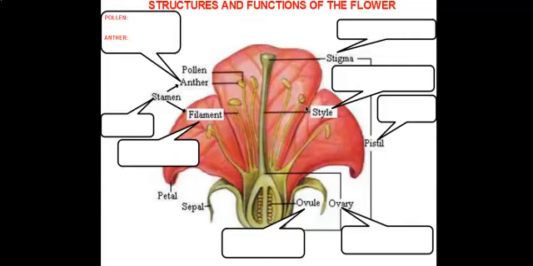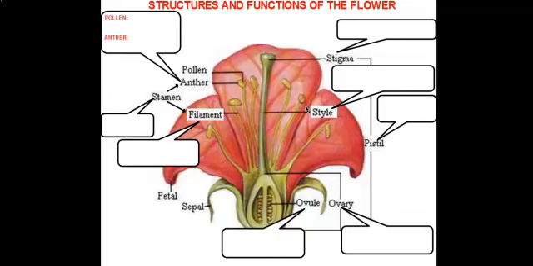The first part that we're going to talk about is the male structure, and that's called the stamen. The stamen is easy to remember that it's male because the word is spelt with M-E-N at the end. So it actually spells out the word men. So if you can remember that men are males, then you'll remember that stamen is the male part.